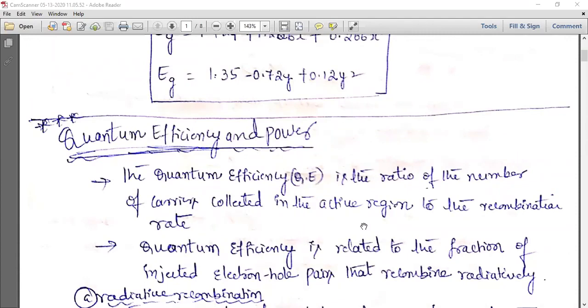If the light is taken at the surface, it is called a surface emitting LED. If the light is taken at the edges, it is called an edge emitting LED. Right? And also the band gap in the active layer will be less. Next is the quantum efficiency and power.